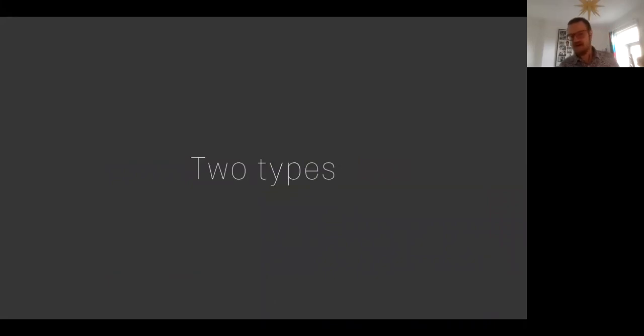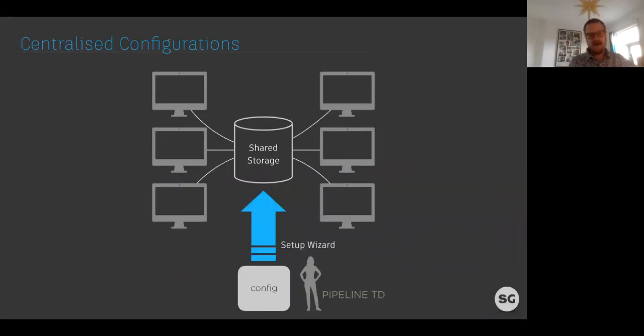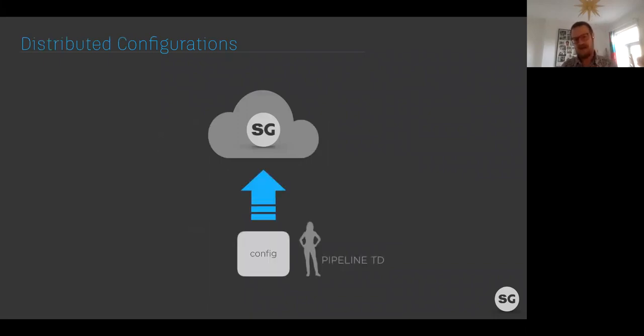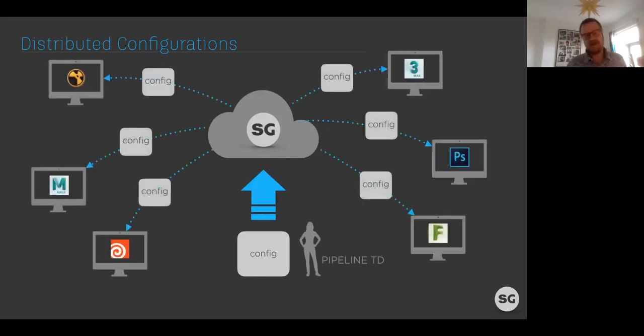So there are fundamentally two types of configuration. There is a centralized configuration, which is the one Toolkit started with, where you effectively have a shared storage that all computers access, and a pipeline TD who runs a setup and pushes a configuration in. Then we have the new guy on the block, which is a distributed configuration, or cloud configuration. The idea here is that a pipeline TD pushes a configuration to Shotgun, and then any machine that needs to run that particular configuration can just pick it up from Shotgun and run with it. So you don't need a central location to manage your configuration.